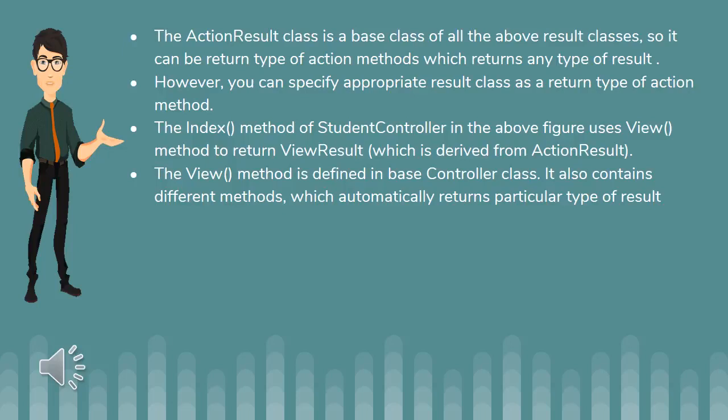The ActionResult class is a base class of all the above result classes, so it can be the return type of action methods which return any type of result listed above. However, you can specify the appropriate result class as the return type of an action method. The Index method of the Student controller in the above figure uses the View method to return a ViewResult, which is derived from ActionResult. The View method is defined in the base Controller class. It also contains different methods, which automatically return a particular type of result.